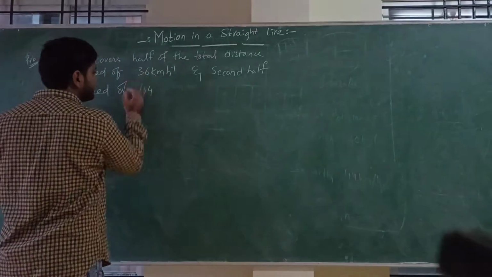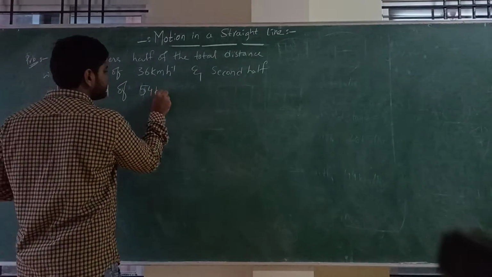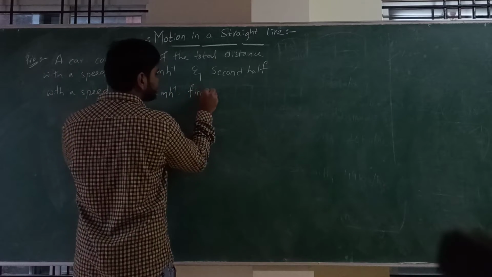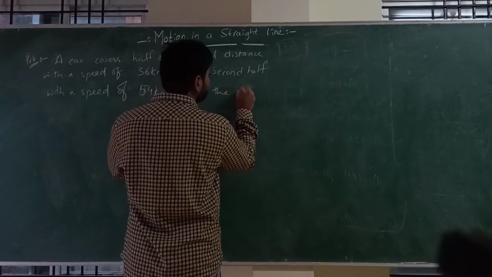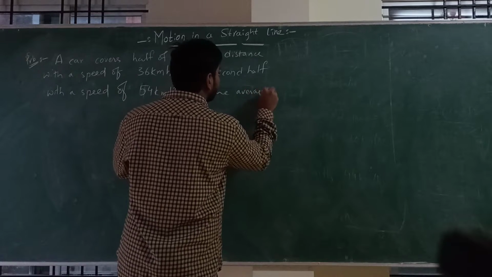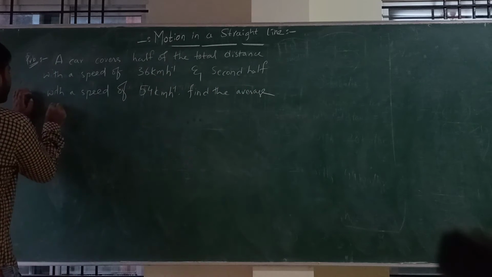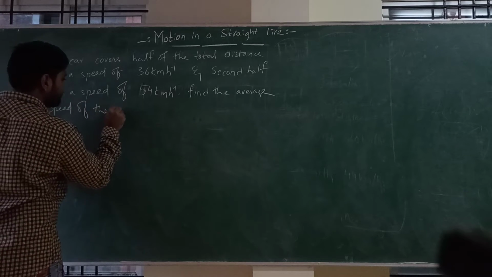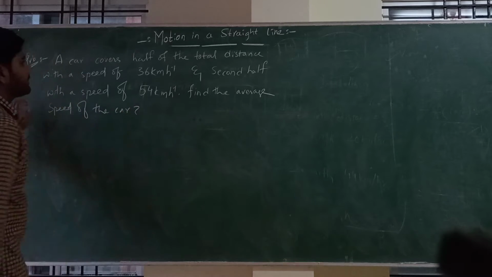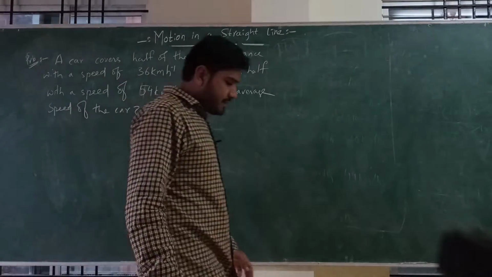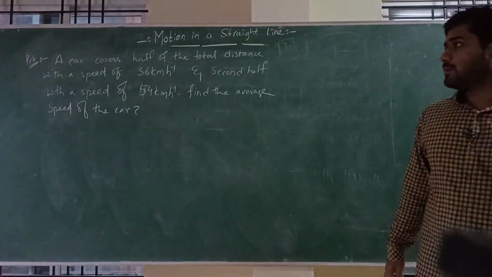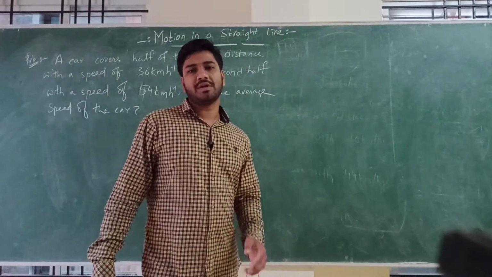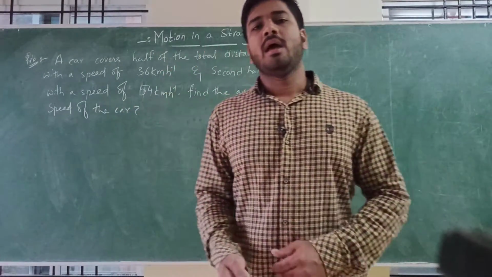So this is the question. A car covers half of the total distance with a speed of 36 km per hour and the other half of the total distance with a speed of 54 km per hour. Then we have to calculate the average speed.